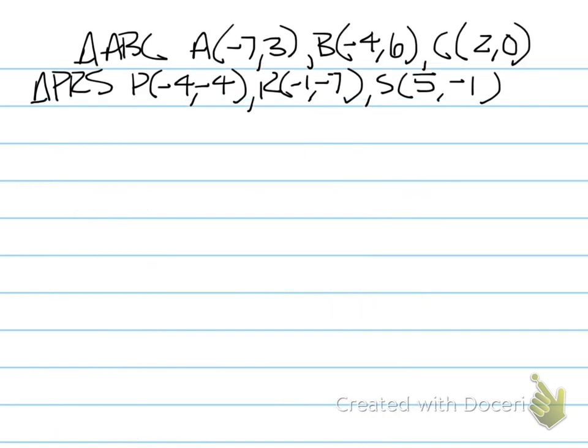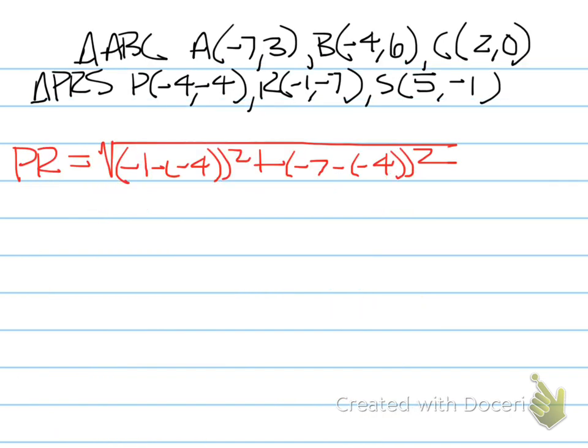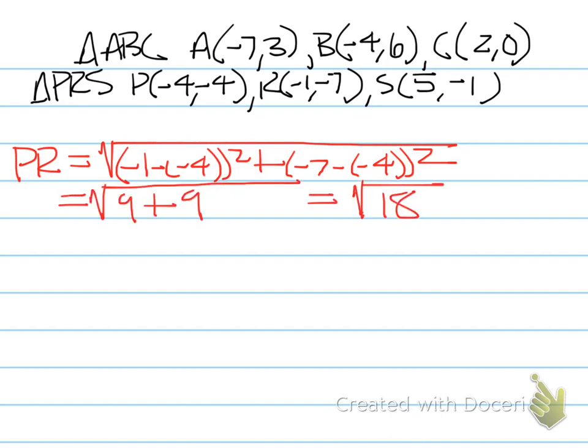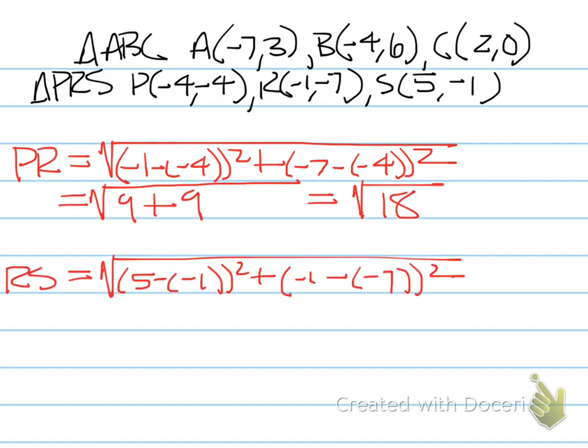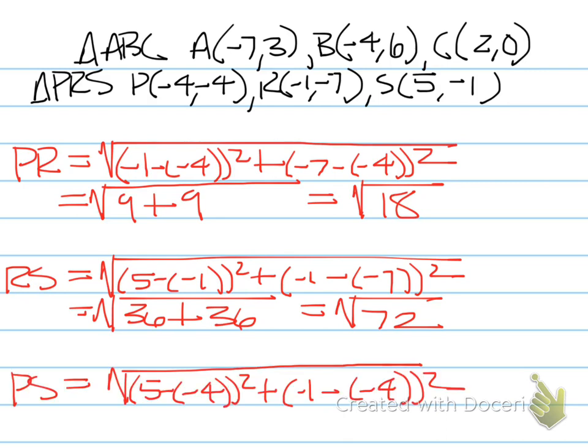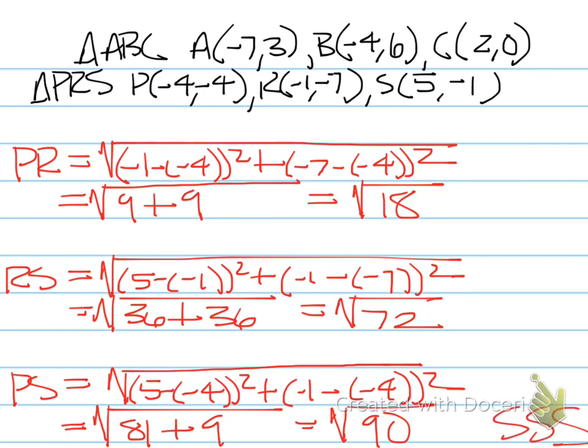And then do the same thing for all three sides of triangle PRS. PR would be square root of 18. RS, square root of 72. PS, square root of 90. And since all three sides of triangle ABC are the same as all three sides of triangle PRS, we can conclude that the two triangles are congruent by side, side, side.